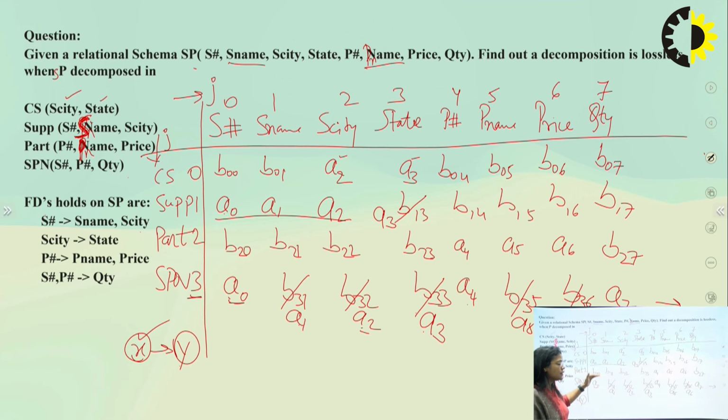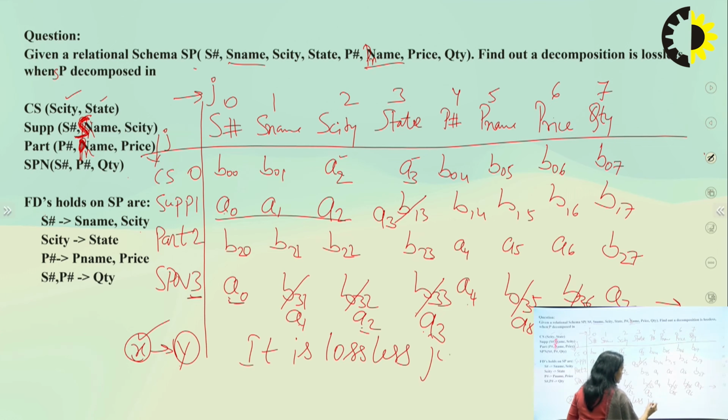So whenever we get this last row as A, what is the test for the lossless join decomposition? Last step 4. We will check if any row is containing all A values. It means it is a lossless join decomposition. So this is for the chase algorithm. Just have a recap.